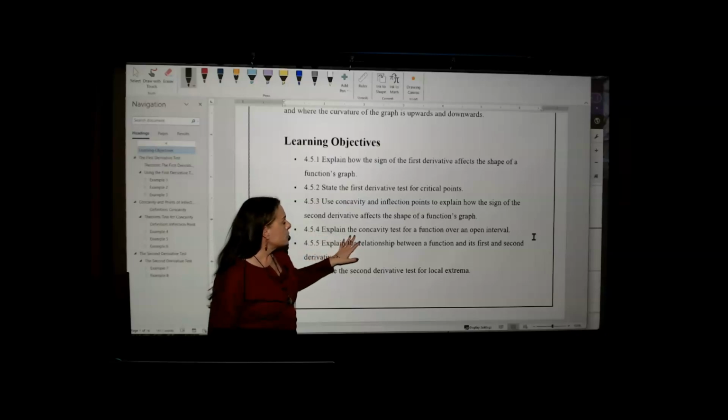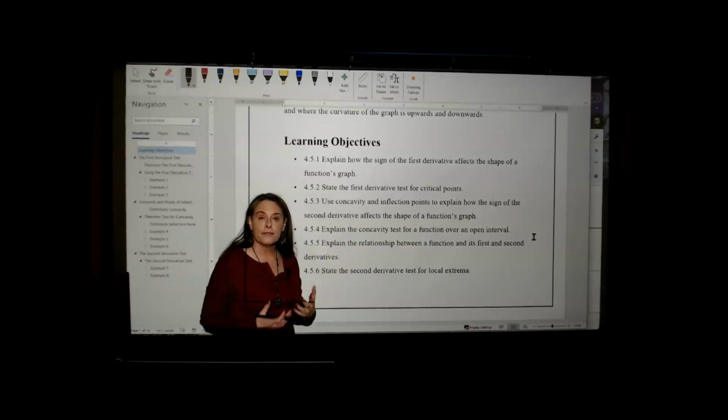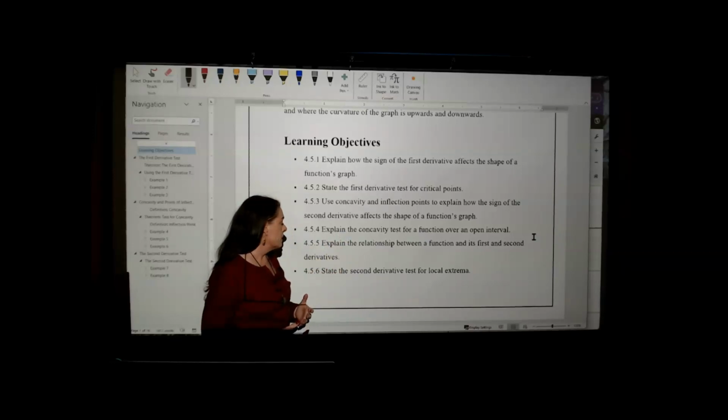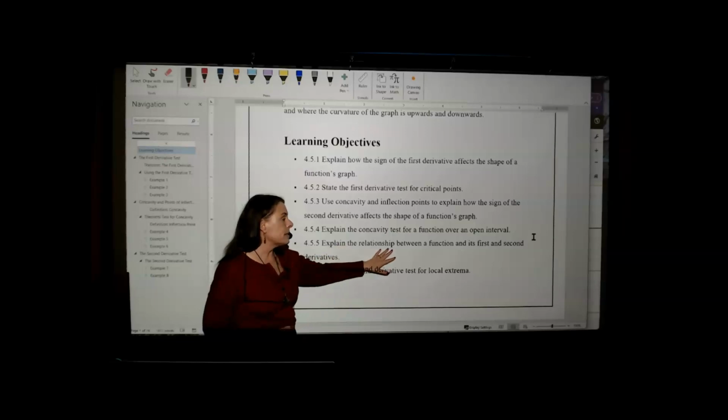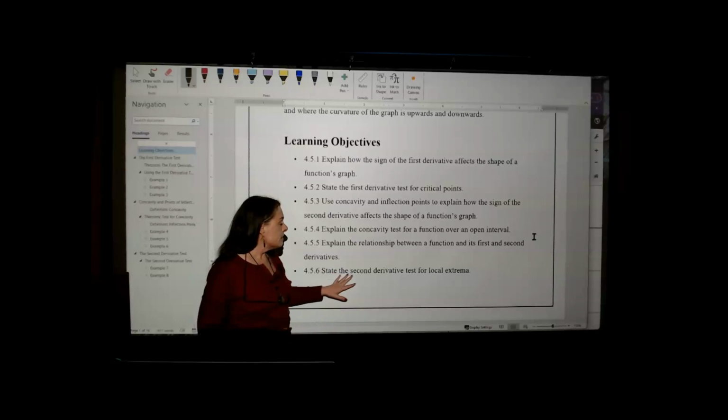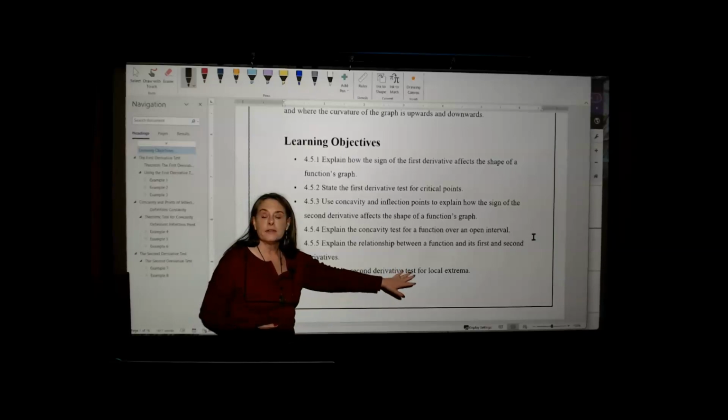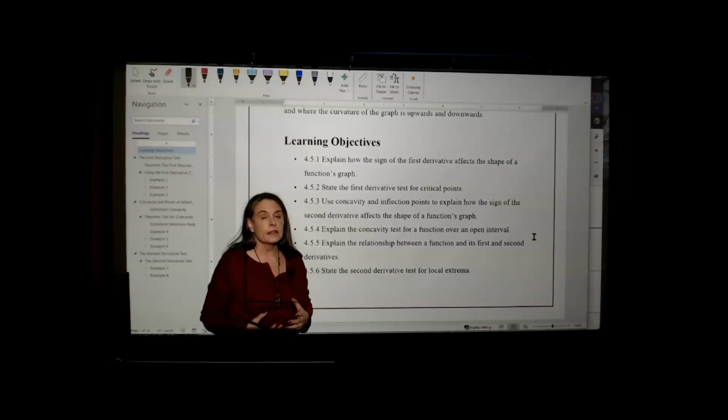We're going to use the concavity test for a function over an open interval to help us draw the function more accurately. And then we're going to explain the relationship between the function and its derivatives, and use the second derivative to predict, in some cases, the location of the relative extrema. Let me share my screen and we'll get started.